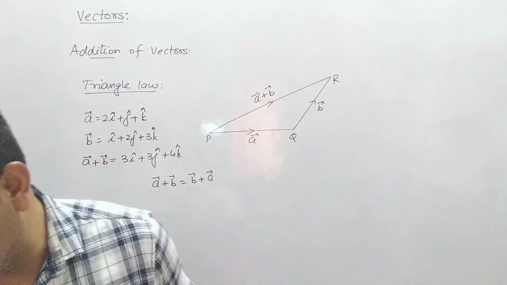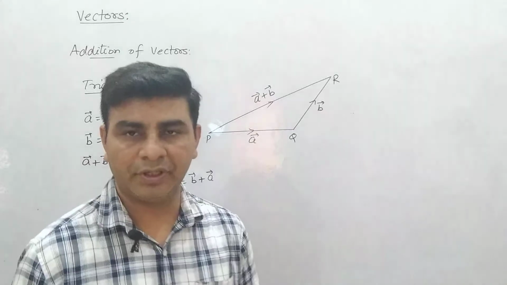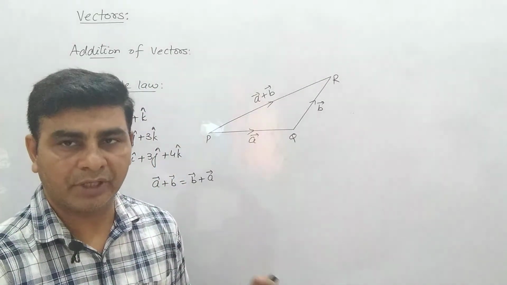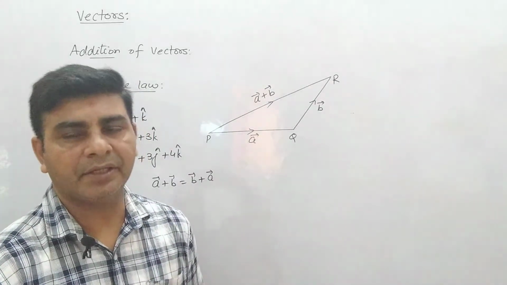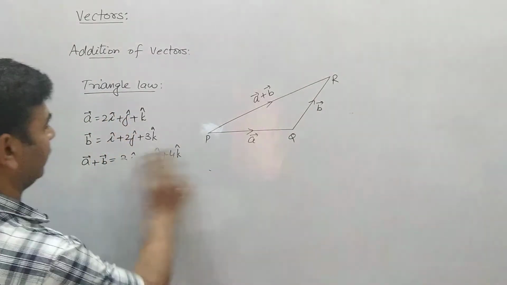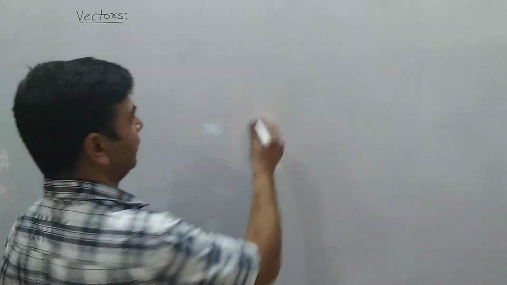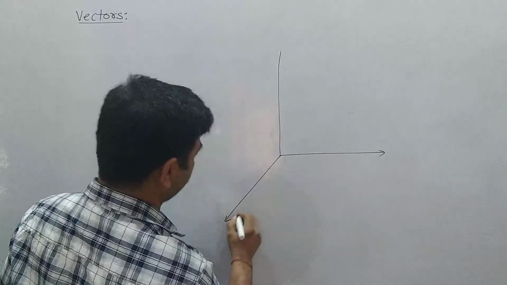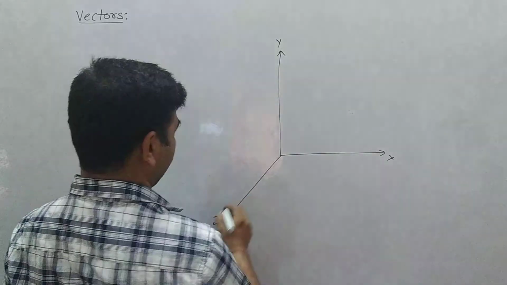Let me discuss now the scalar and vector components, which I already told you just a few minutes back. Let me tell you again about the scalar and vector components of a vector and the direction cosines of a vector. What are the direction cosines? For that, let's consider again the x-axis, y-axis and z-axis respectively. This is the x-axis, this is the y-axis, this is the z-axis.